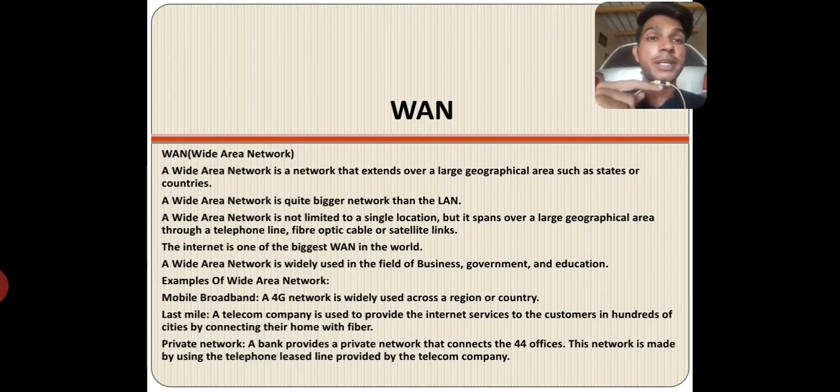Mobile broadband, a 4G network is widely used across a region or country. Last mile, a telecom company is used to provide the internet services to the customers in hundreds of cities by connecting their home with fiber. Private network, a bank provides a private network that connects the 44 offices. This network is made by using the telephone leased line provided by the telecom company.